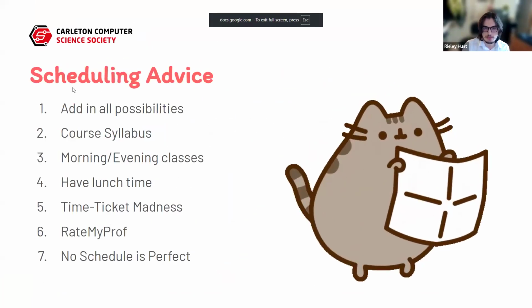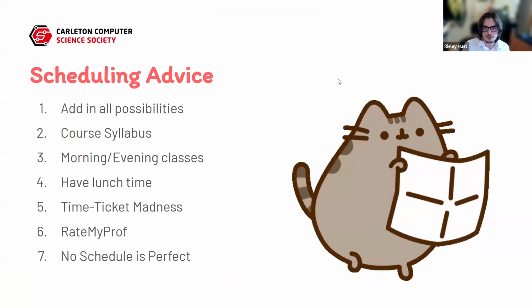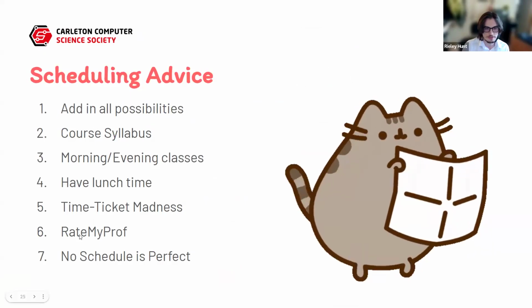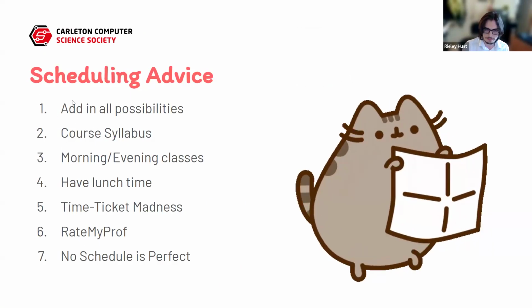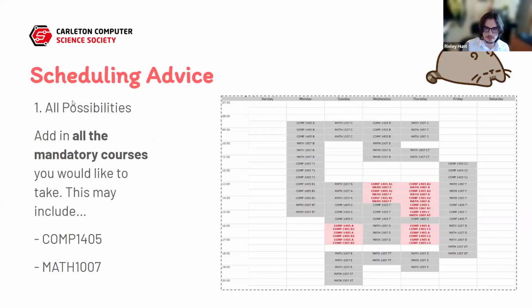Okay, yeah. And with that, in the scheduling section, we are going to go over 7 different things. And the first thing is, when you're building your timetable, a very good thing to keep in mind is to select pretty much all the mandatory courses that you need to take in all of their different time slots.